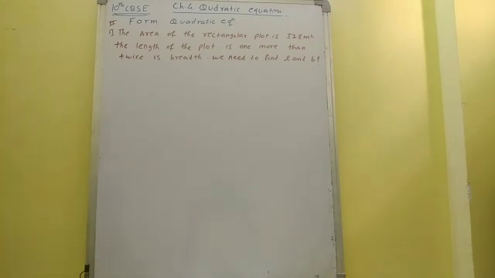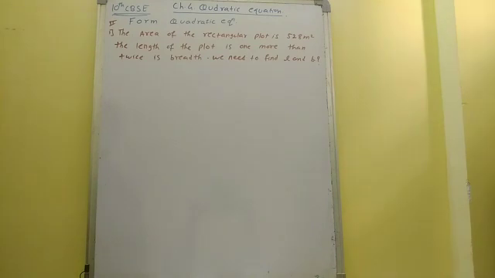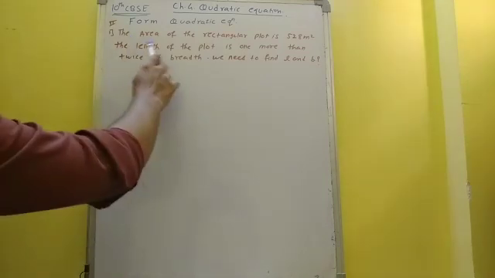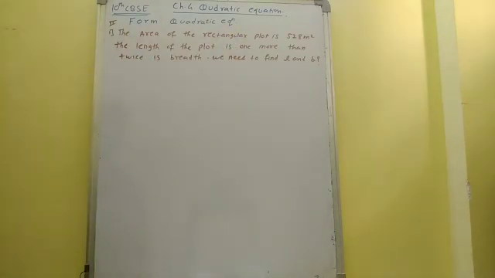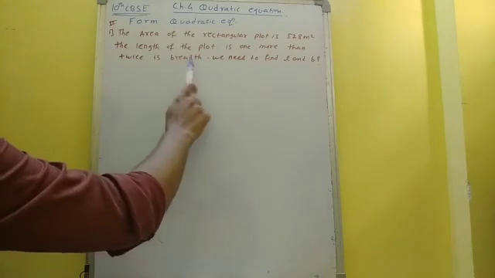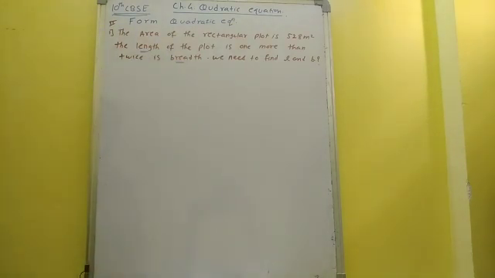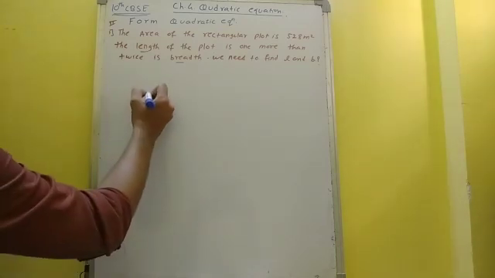Okay. In the next question, we need to form or frame a quadratic equation. Okay. We will be given some information. This is the first one. I will read the question for you first. The area of the rectangular plot is 528 meters square. Length of the plot is 1 more than twice its breadth. Means length is related to breadth. Okay. For example, I will take one question. Okay.